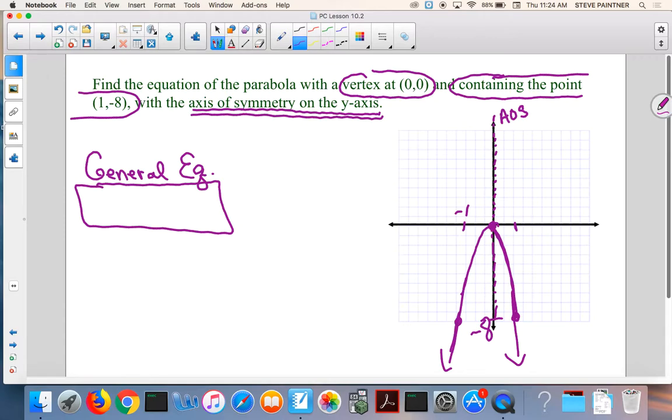First of all, it's a parabola that's going down. So what is the general look of it? X squared, right? X squared equals 4py. Yes, that's the general form. All right. Here's the deal. I'm going to ask you, ready? What's p? Where's the focus?